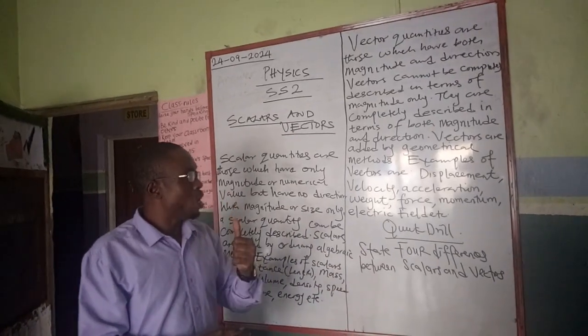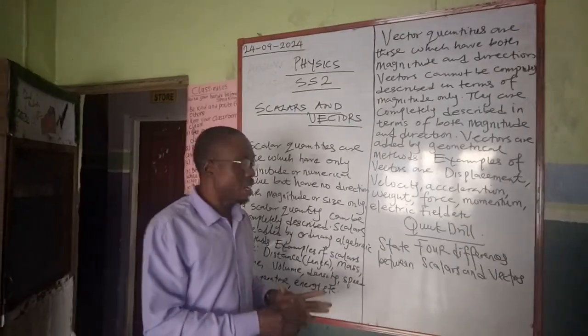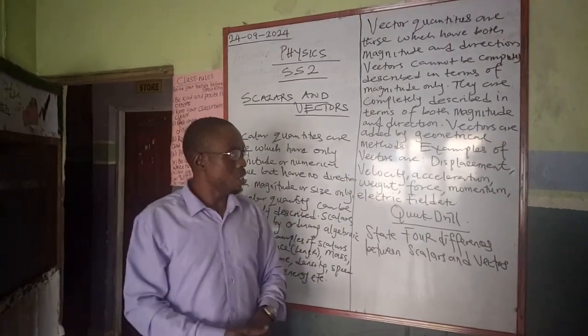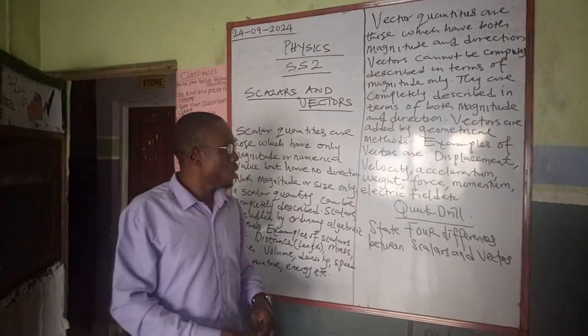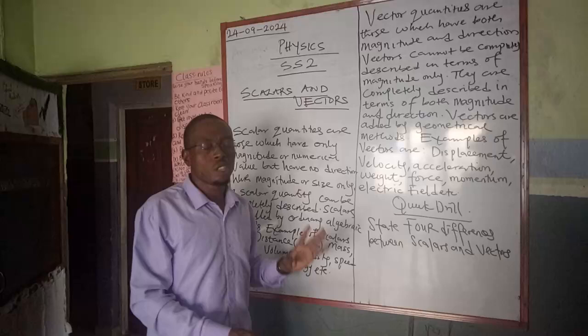So vectors are also added by geometrical methods, while scalars are added by algebraic method. Examples of vectors are displacement, velocity, acceleration, weight, force, electric field.